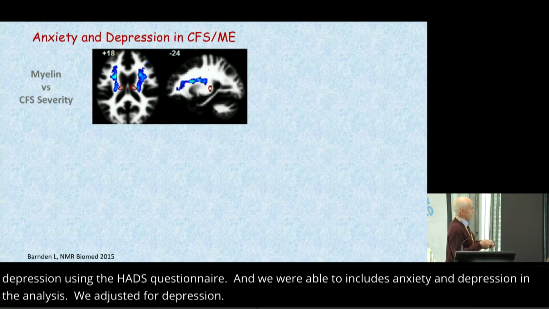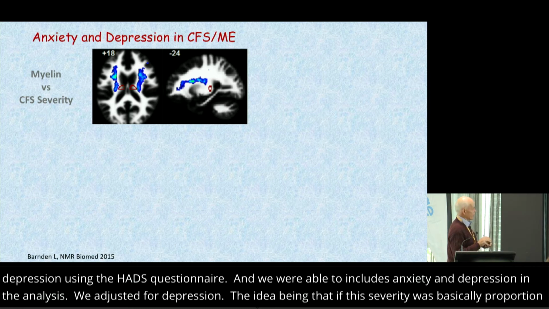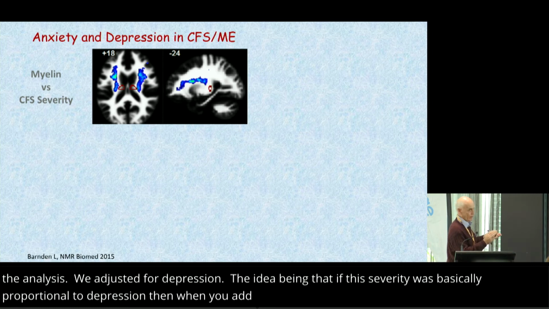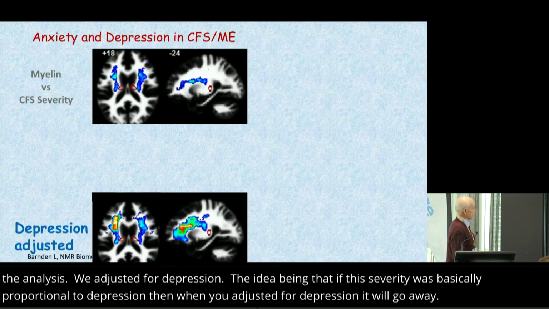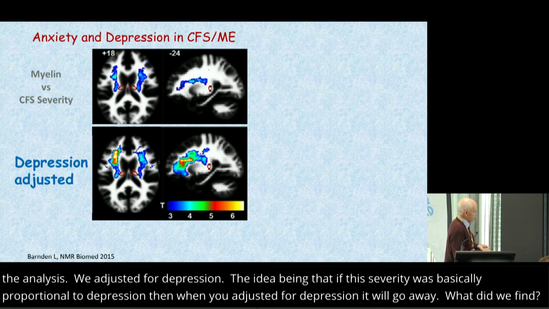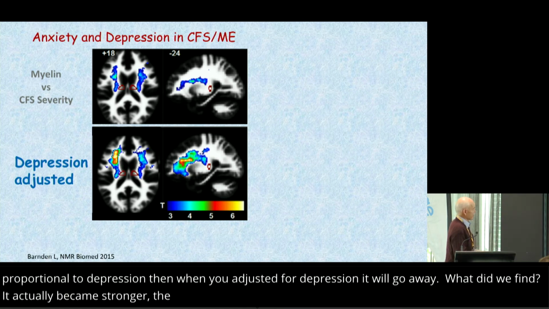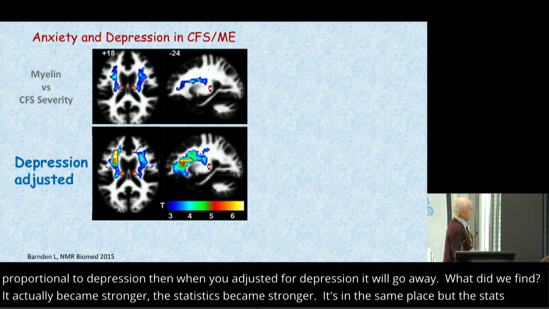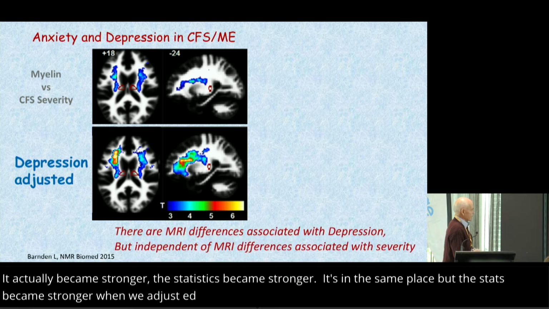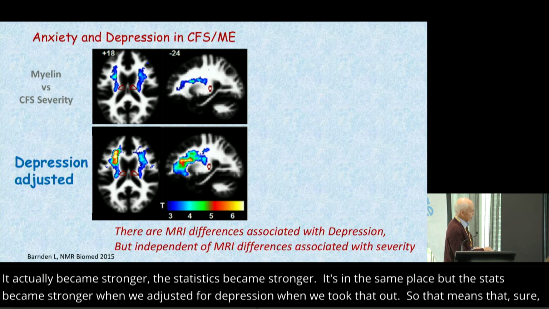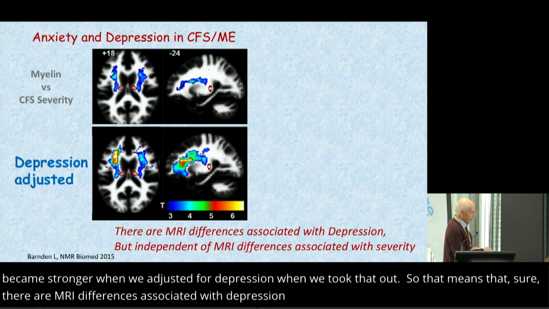The idea being that if this severity was basically proportional to depression, then when you adjusted for depression, it would go away. What did we find? It actually became stronger. The stats became stronger. It's in the same place, but the stats became stronger when we adjusted for depression, when we took that out. And so that means that, sure, there are MRI differences associated with depression, but they're independent of the MRI differences associated with severity.